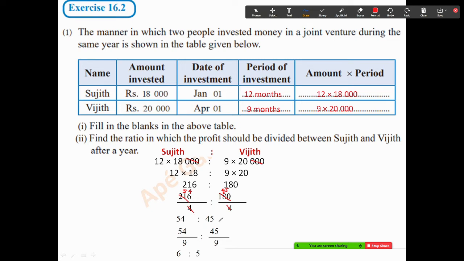54 to 45. We can divide 54 and 45 by 9. Let's divide 54 and 45 by 9. 9 into 6, 54. 9 into 5, 45. So this is the simplest form of the answer. What is the answer? 6 to 5.